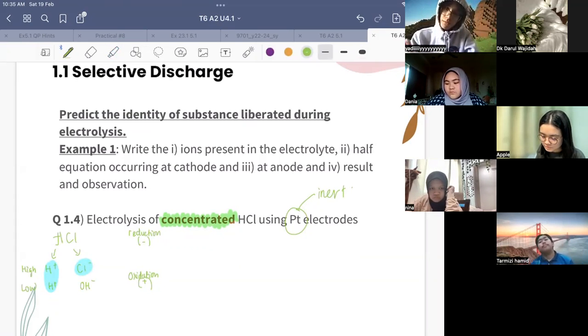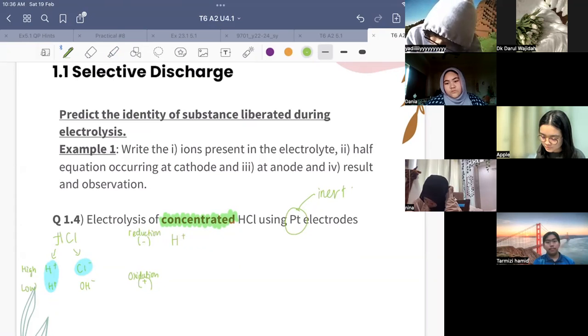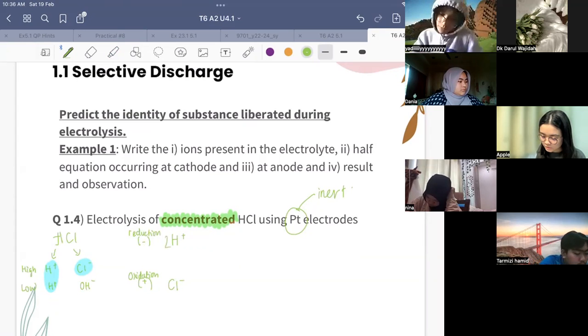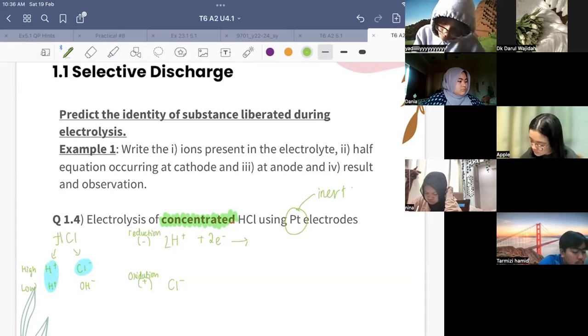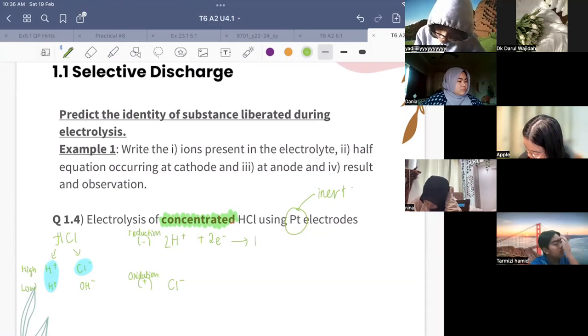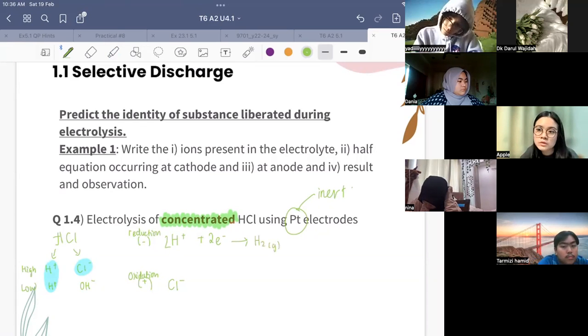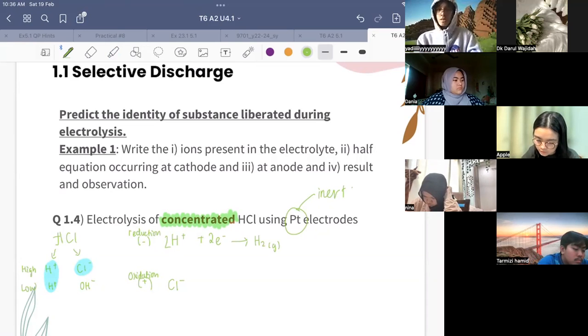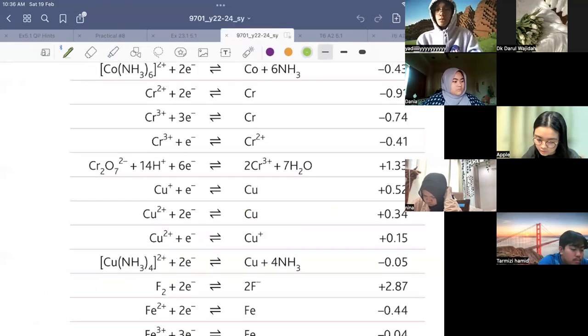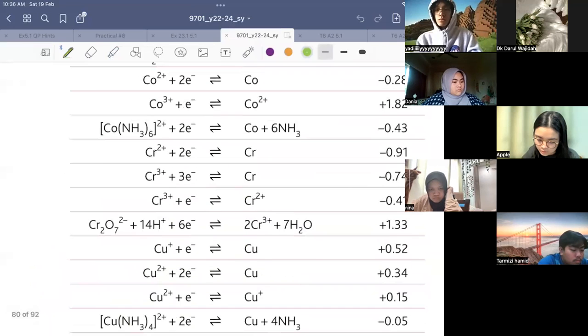So I will just write down first. At the cathode, it's the H plus being selected, and at the anode, it's the chloride ion. We are all hopefully already familiar with writing down the reduction half equation for hydrogen ions to form hydrogen gas. As for chloride, it's easy to work out, but if you have the data in your exam, you're given the data, chloride would be Cl.